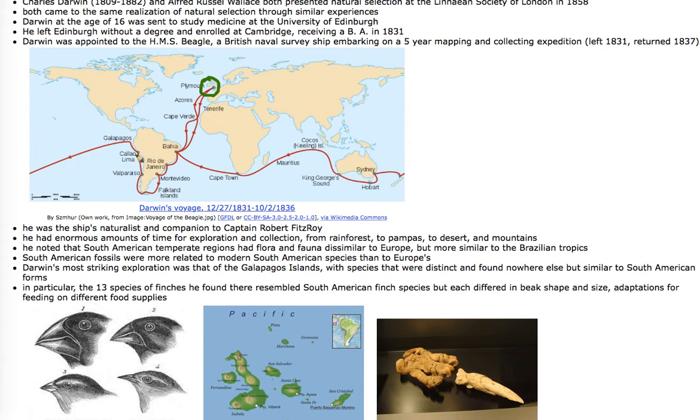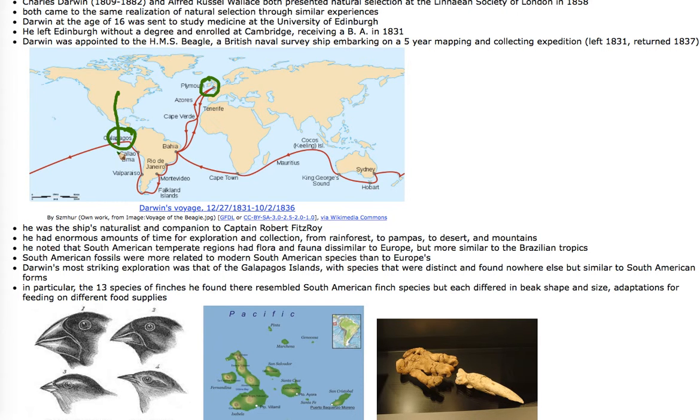But his pivotal, he did see things in South America. He discovered fossils of South American life forms that looked like transitional forms between species that were found there today. But the pivotal experience for him was the Galapagos Islands off the west coast of South America, almost due south of good old St. Louis, Missouri.